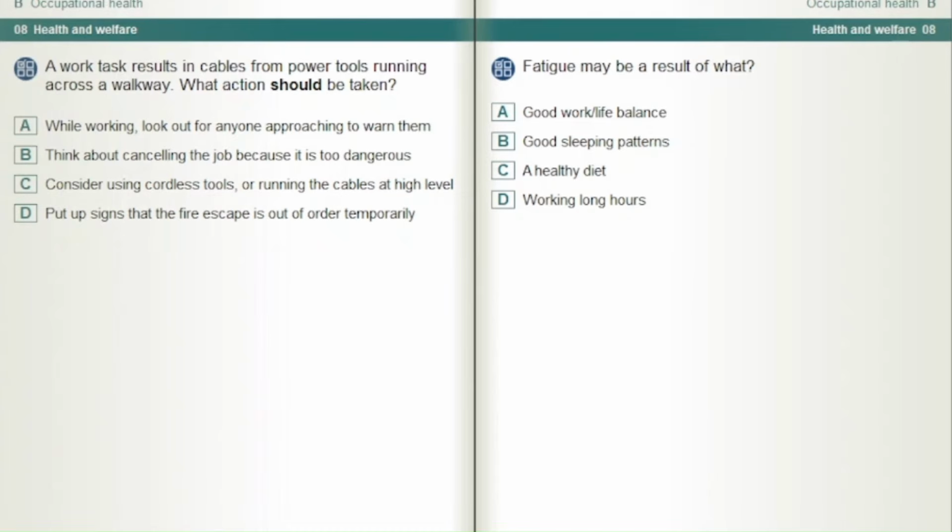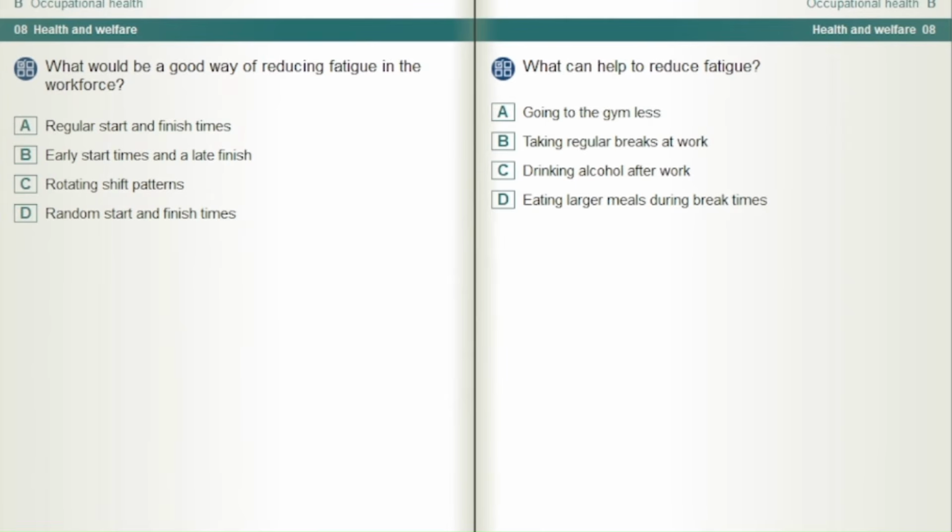Fatigue may be a result of what? Good work-life balance, good sleeping patterns, a healthy diet, working long hours. What would be a good way of reducing fatigue in the workforce? Regular start and finish times, early start times and a late finish, rotating shift patterns, random start and finish times.